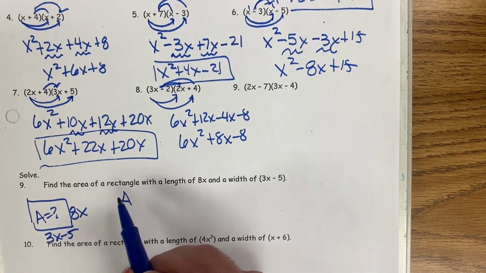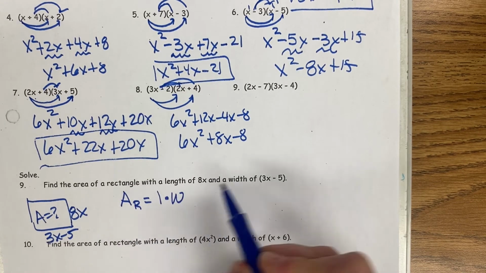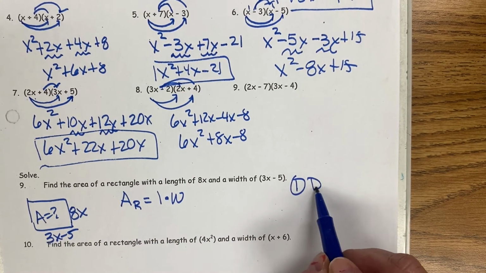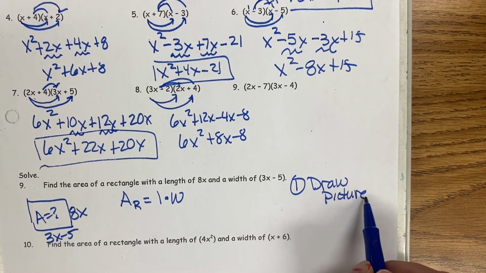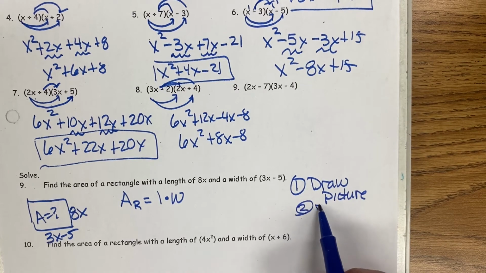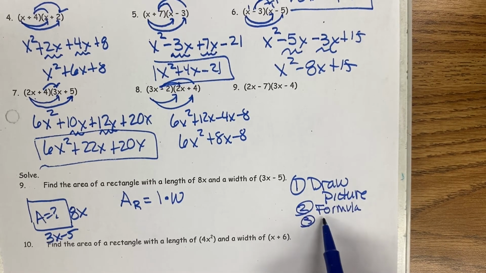So our formula is area of a rectangle is equal to length times width. So we always draw a picture when possible. We write a formula. And then we go ahead and plug in.